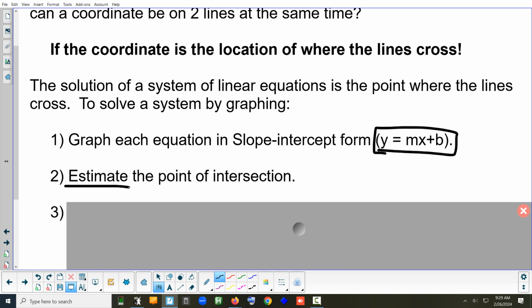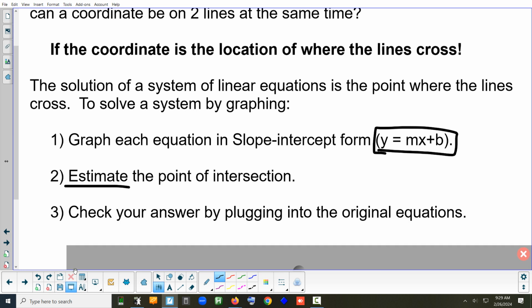And then once we have what we think the answer is, what do you think we have to do now? Check. We have to check it. Exactly. How do you check it? That's exactly what we just did in the last 3 problems. Take what you got for x and y, plug them back into the originals, and then see if it works.